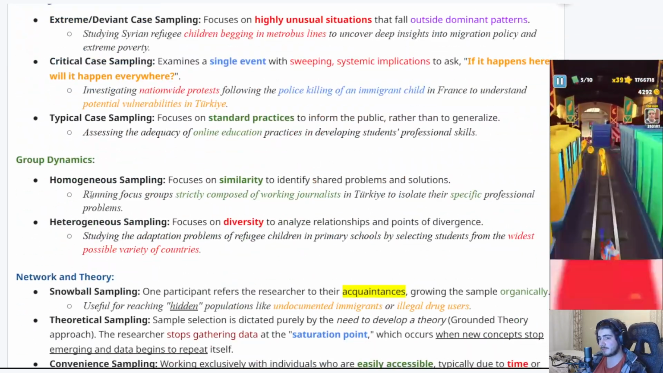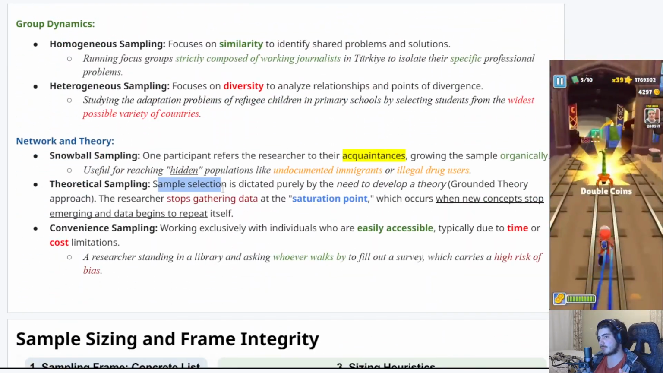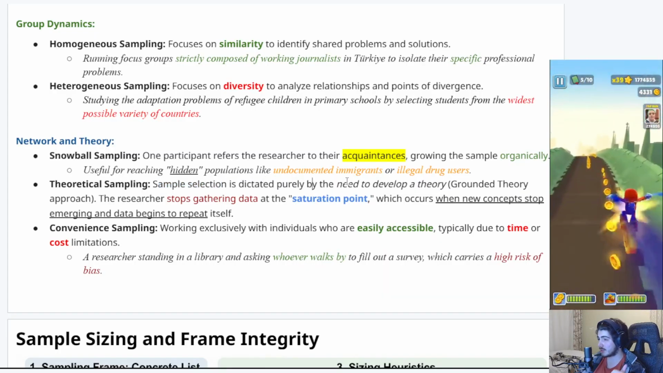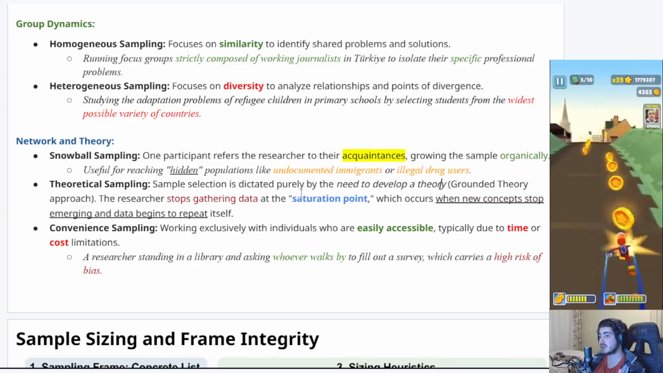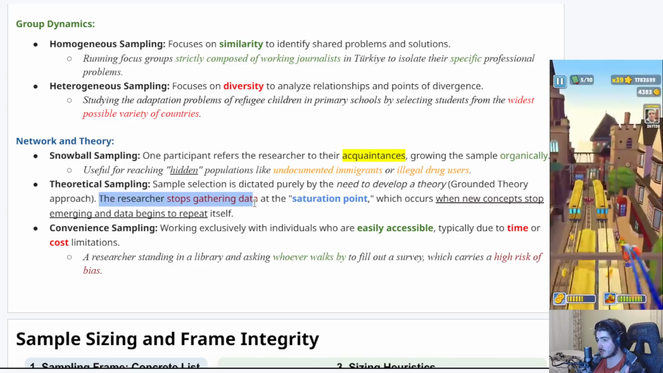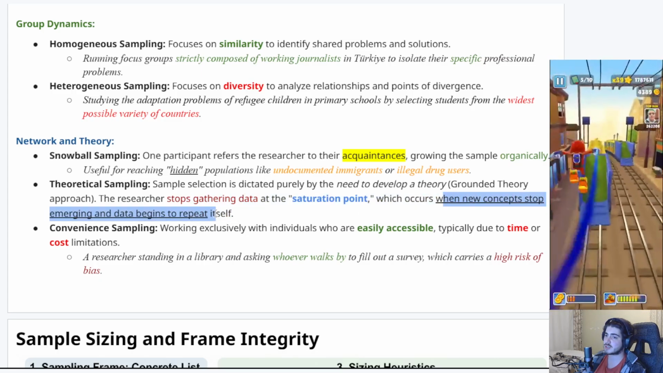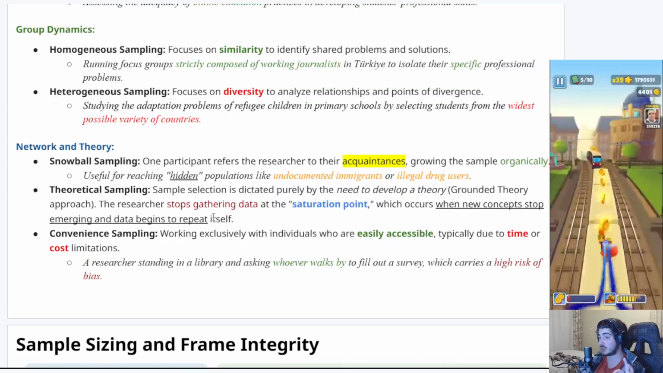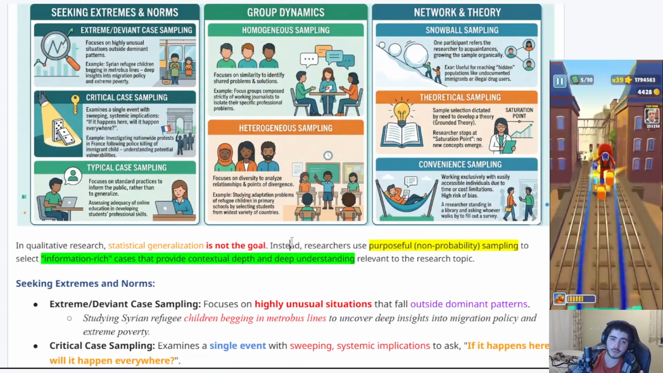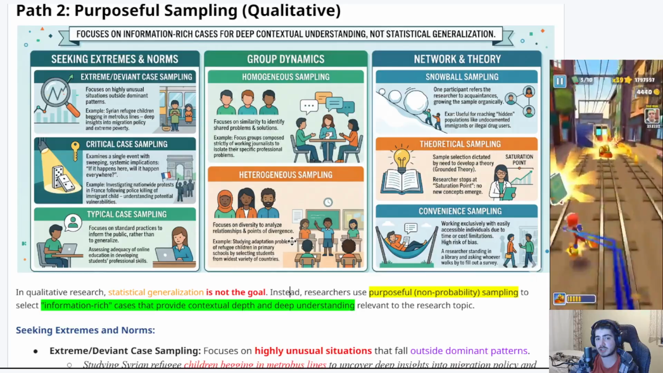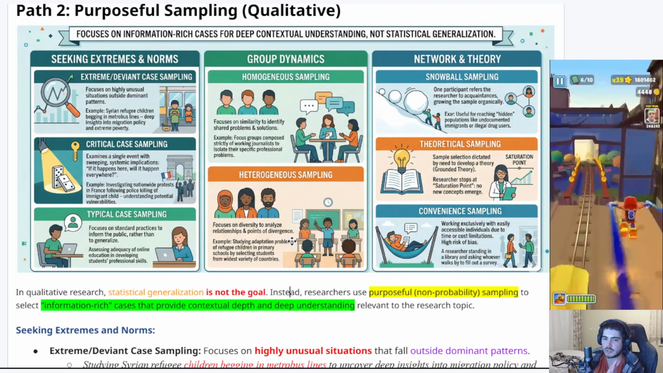Theoretical sampling is where the sample selection is dictated purely by the need to develop a theory. The researcher stops gathering data at the saturation point, which occurs when new concepts stop emerging and data begins to repeat itself. So, this is used when you are just trying to construct a new theory.